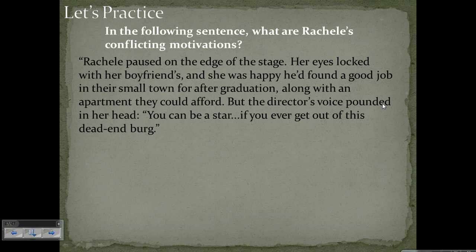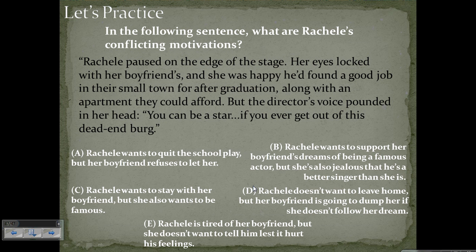So as we can see, Rachel has two conflicting motivations. One, we clearly know she's an actress, and her director is telling her she can be a star, but she has to leave this small town. But her boyfriend just found a great job in that same dead-end burg and an apartment that they could afford. So, what are Rachel's conflicting motivations? If you answered C, you are on the right track.